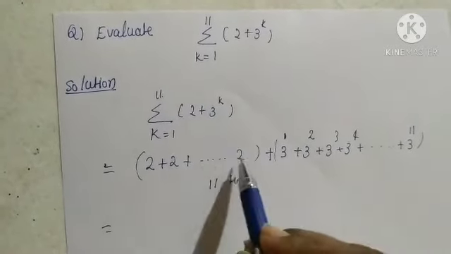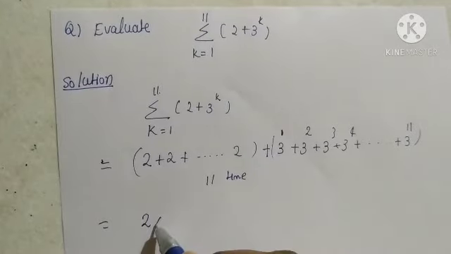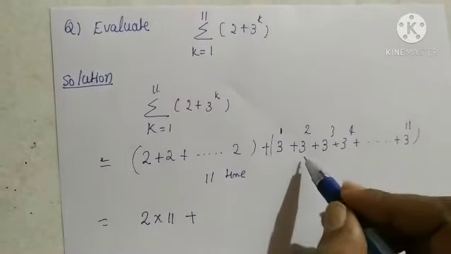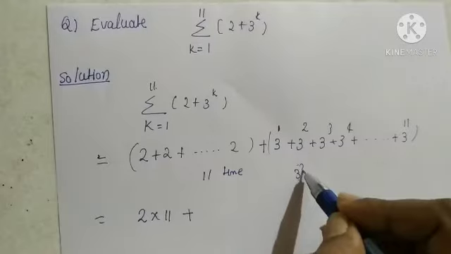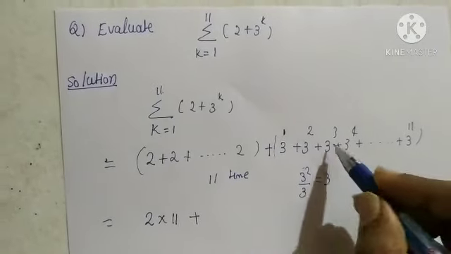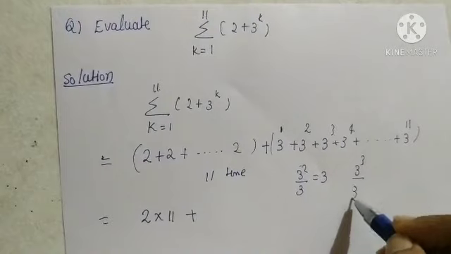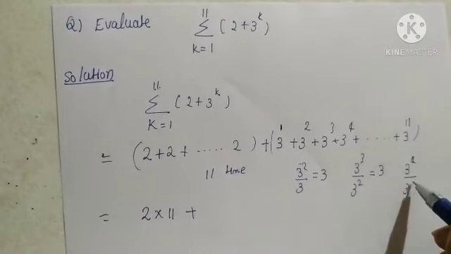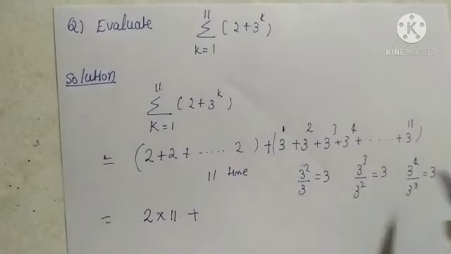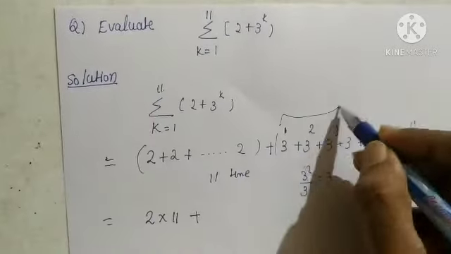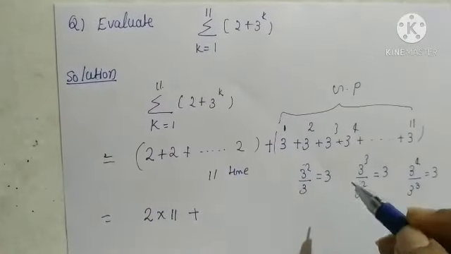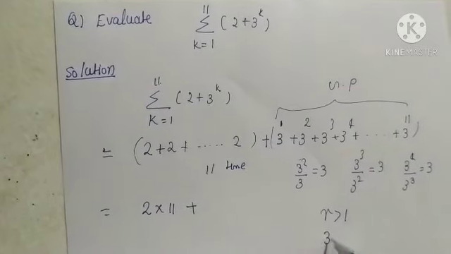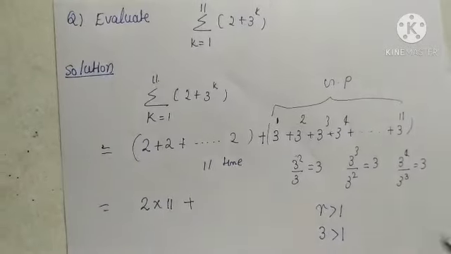And adding 2 eleven times means 2 into 11 is our value, plus this is a GP. Dividing the second term by the first term we get 3, dividing the third term by the second term we get 3, dividing the fourth term by the third term we get 3. So this 3 is a common ratio, so this forms a GP. Here r is greater than 1 because the value of r is 3.